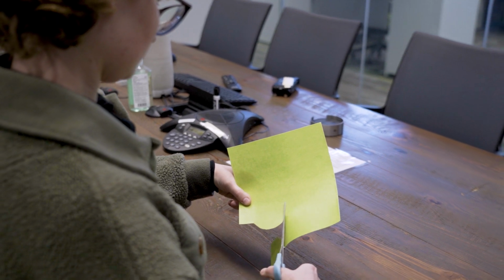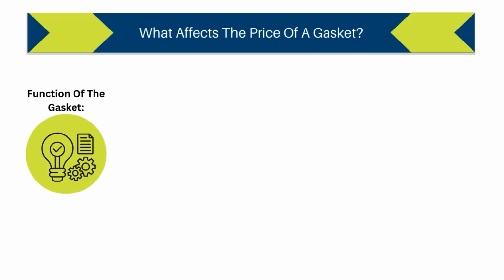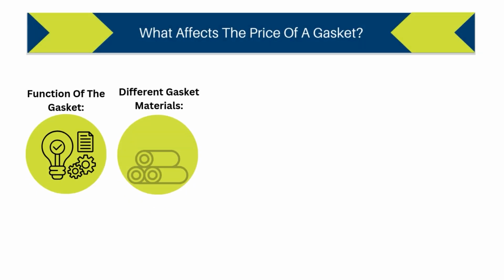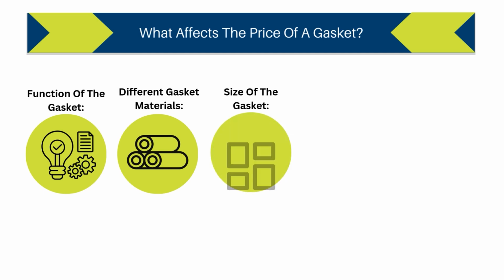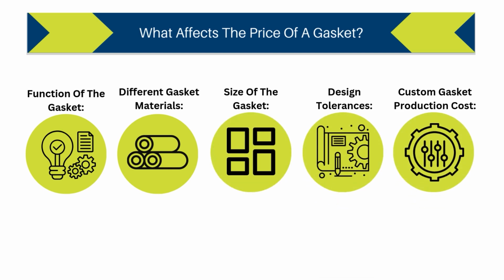There is a big difference between cutting out a circle and using a rotary die to cut out a complex design. So when we look at the cost of gaskets, we see these 5 key factors influencing the cost. The function of the gasket, the different gasket materials, the size of the gasket, the design tolerances, and the custom gasket production costs. Each of these factors plays a critical role in determining the complexity of production and consequently the price.